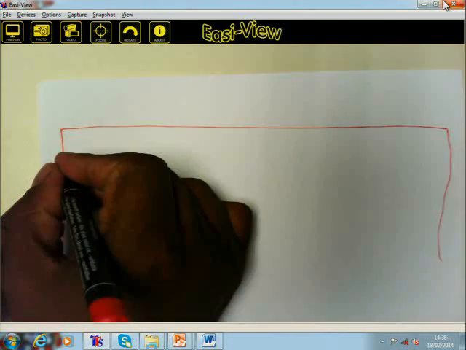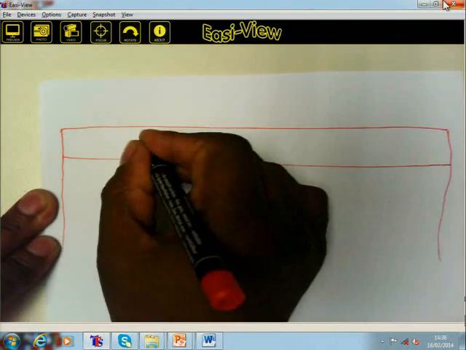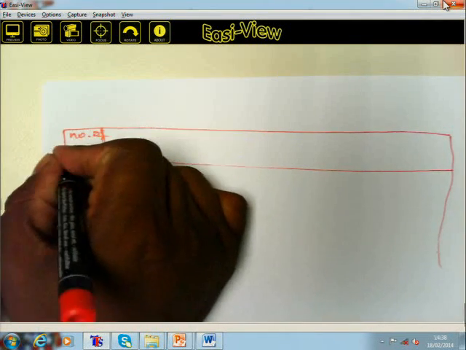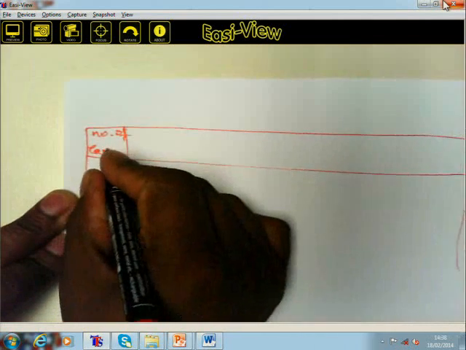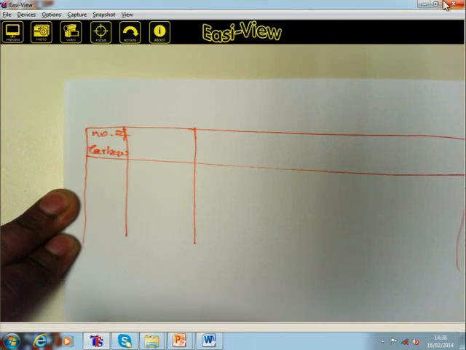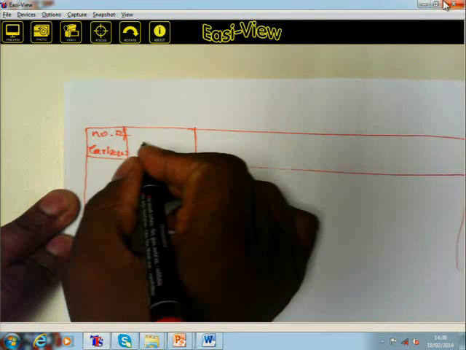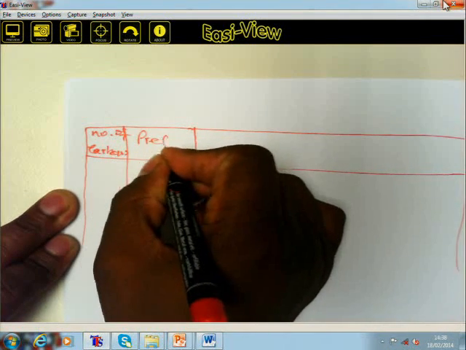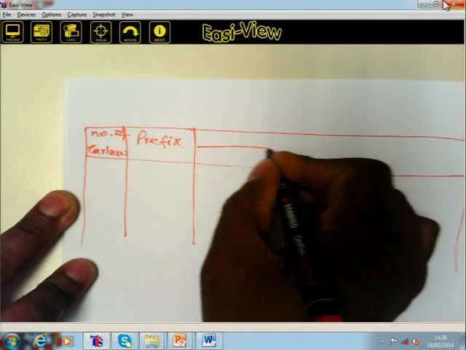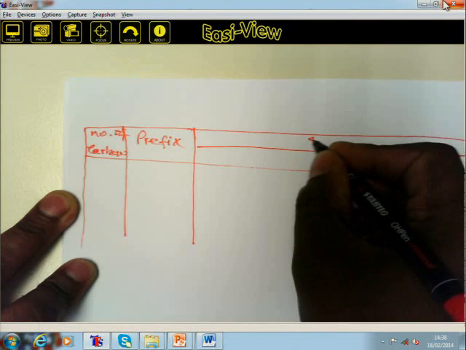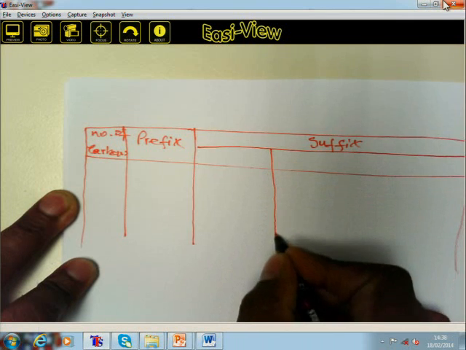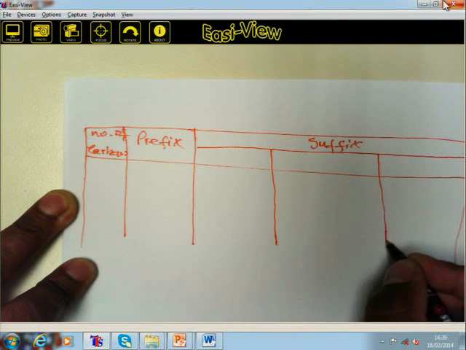All right, and then let's say here you've got number of carbons, and then the second column there, let's call it prefix. We are doing a little bit of English here. And then this one will break it like that and call it suffix, where we will break it into those.